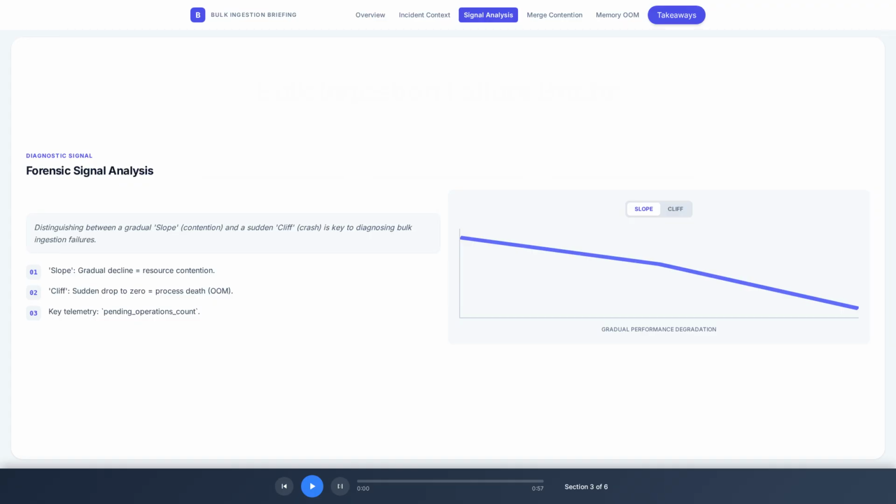Background stuff is struggling to keep up with the ingestion rate. A cliff, though, that typically means a crash. Often, the system's out-of-memory killer did it in. By looking at the shape of the throughput degradation, we can start to guess what is really going on. Some key things to watch are the pending operations count and the ratio of indexed to total vectors. Throughput slope or cliff reveals the failure type. So the main idea? Analyzing the shape of that throughput drop, whether it is gradual or sudden, helps us diagnose the root cause of ingestion failures.